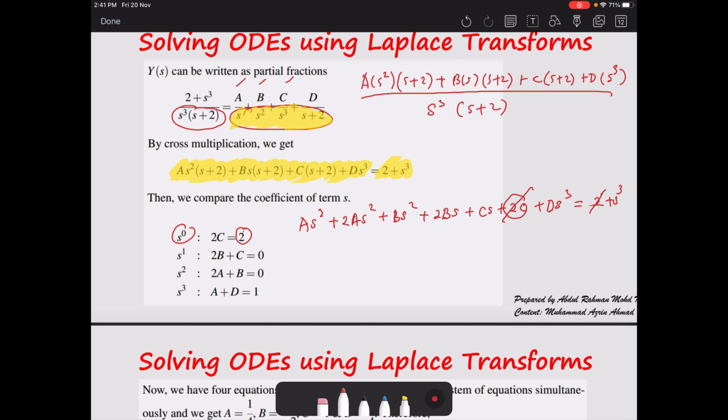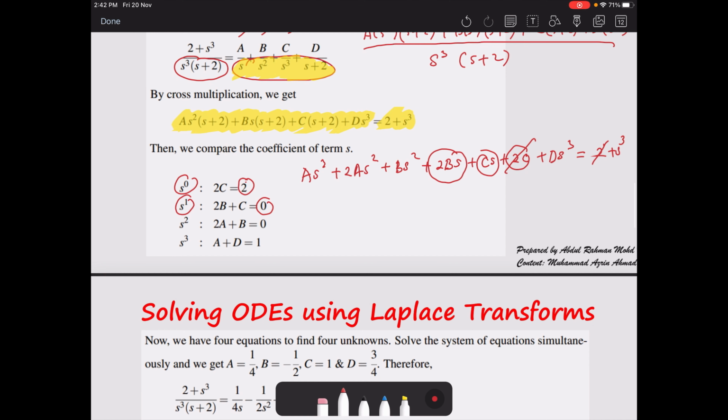What about s power of 1? For s power of 1 in the right hand side, we have none, so it's equal to 0. What about s power of 1 in the left hand side? We will see we have 2B and then we have C. So 2B plus C. So that's done for s power of 1. We go for s power of 2.